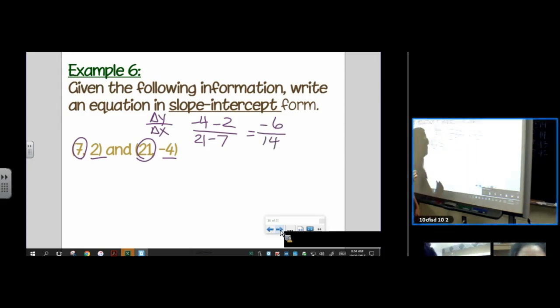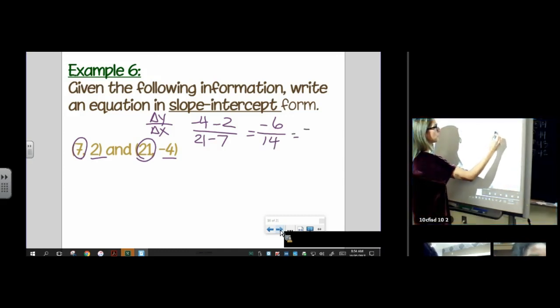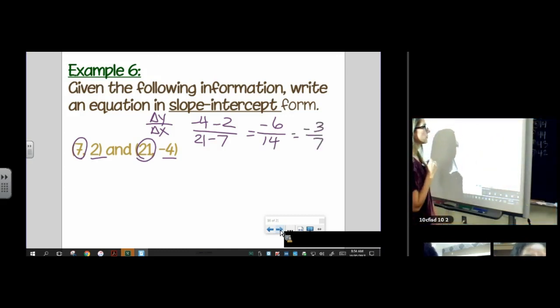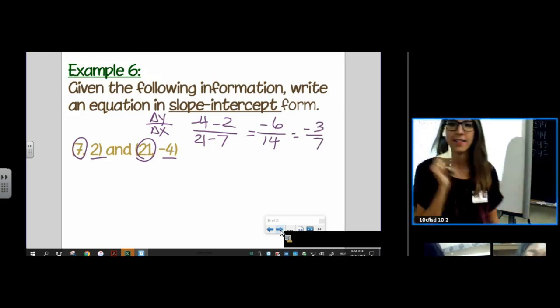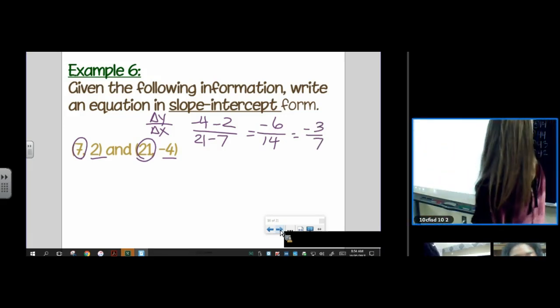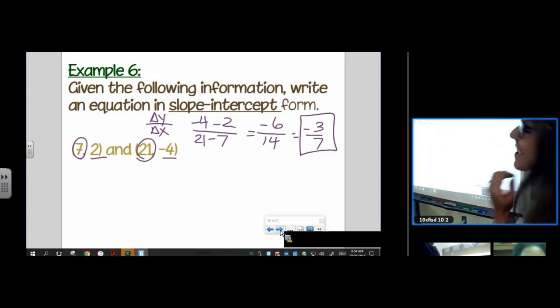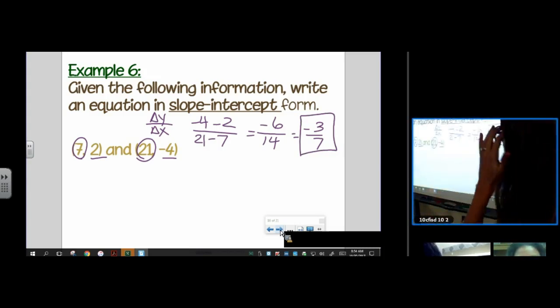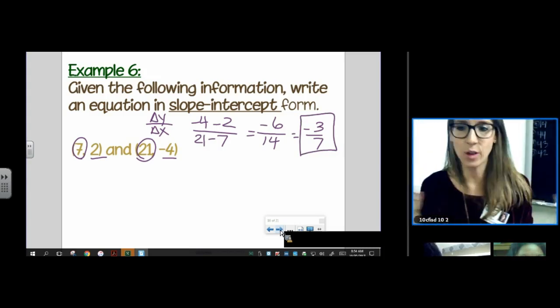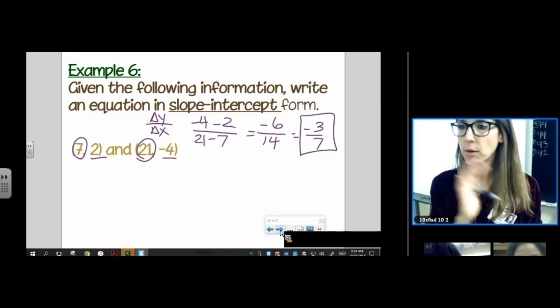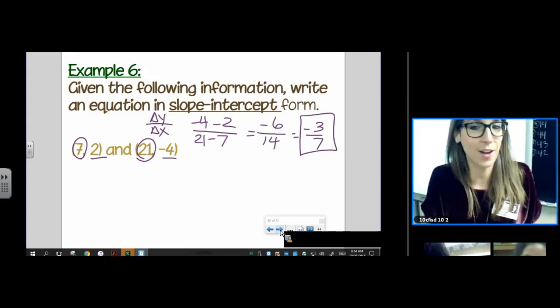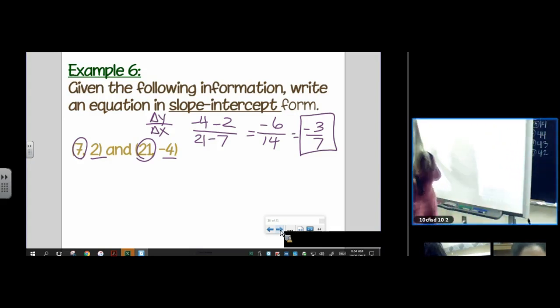Okay, good. And then that is going to reduce to, yes, good, okay. I can succeed without a calculator. -3/7 is our m. That's our slope. Now the beauty of this is I can pick either point. I can pick whichever one looks better to me because the line's going to go through both of the points. I'm going to pick this one right here.